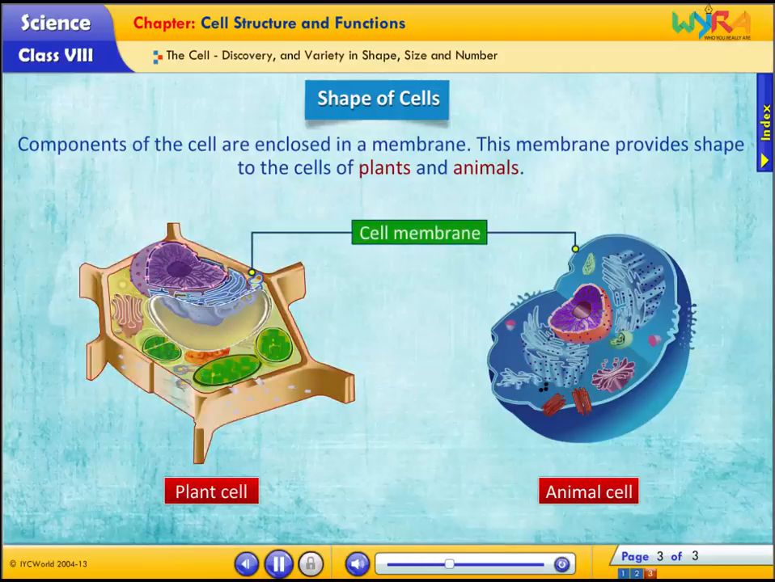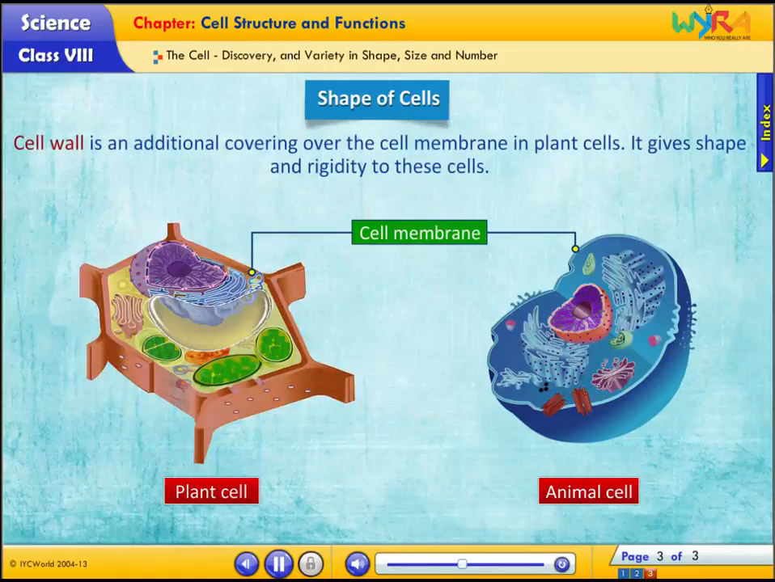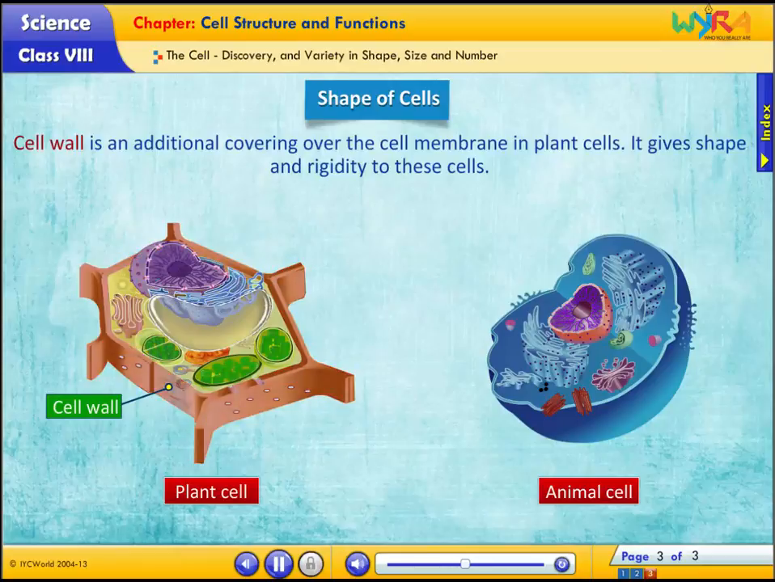Components of the cell are enclosed in a membrane. This membrane provides shape to the cells of plants and animals. The cell wall is an additional covering over the cell membrane in plant cells. It gives shape and rigidity to these cells.